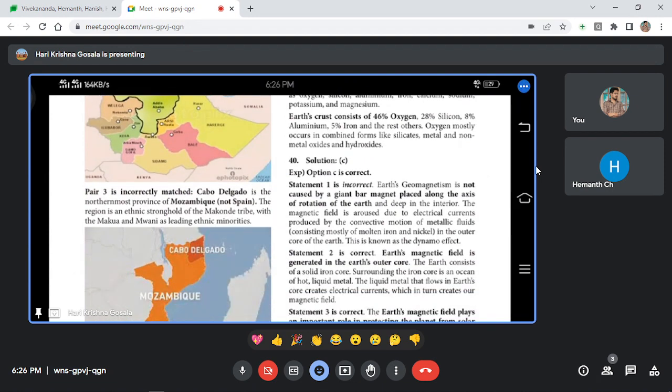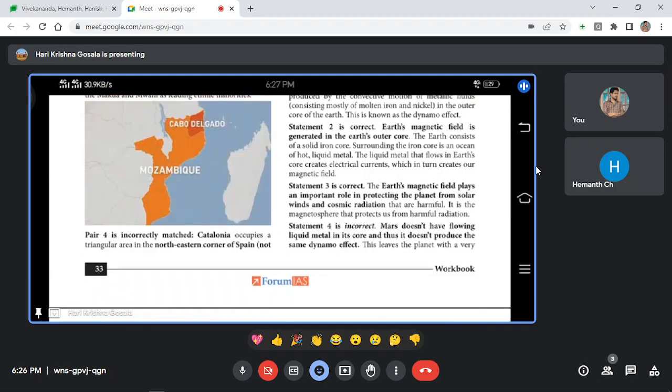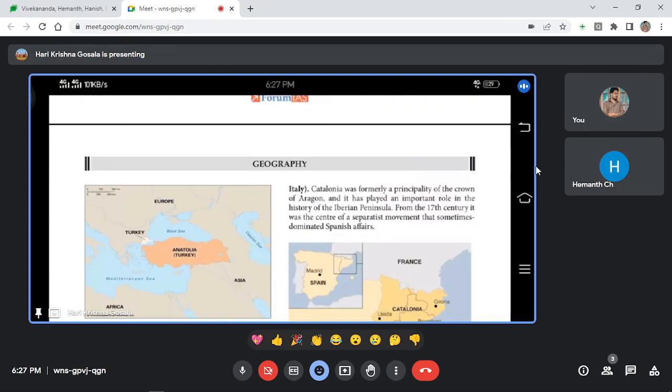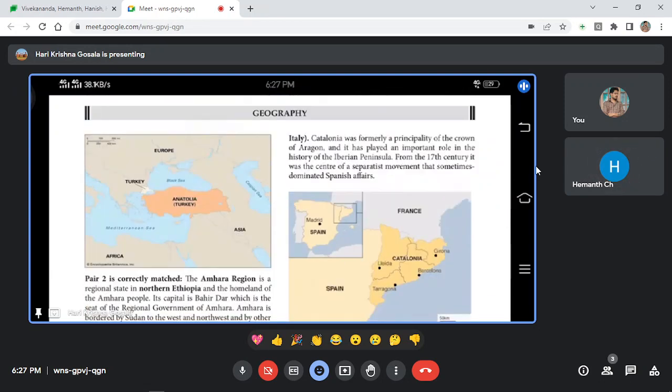Yeah, let's see this. Catalonia occupies a triangular area in the northeastern corner of Spain. Okay, Catalonia is Spain, not Italy. Next month.